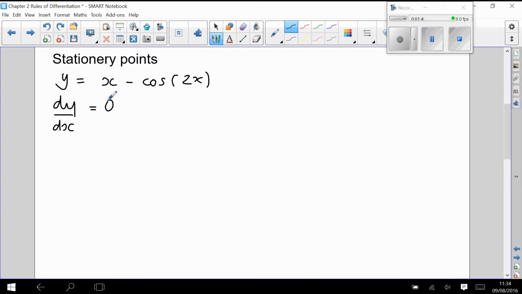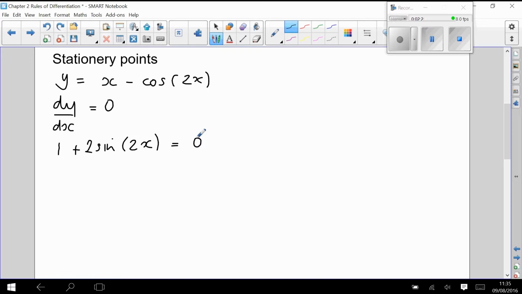The derivative of x is 1, and the derivative of cos 2x is the derivative of a composite function. So first of all, I have to take the derivative of cos 2x, and that's going to be minus sine 2x. So that must be minus minus, which is plus sine 2x. And then the derivative of the inner function 2x is 2. And I'm going to put that coefficient at the front of the term, and I'm going to make that equal to 0.